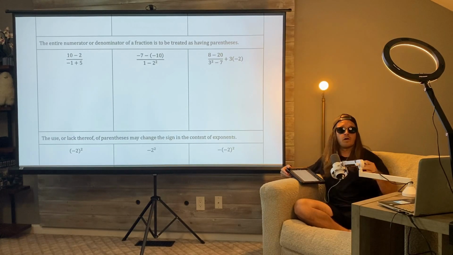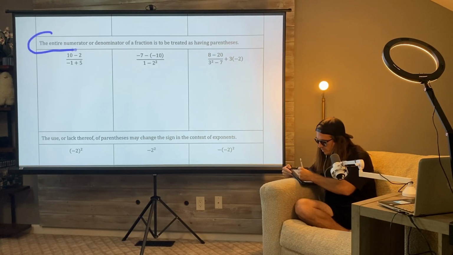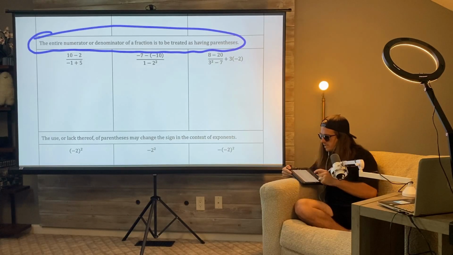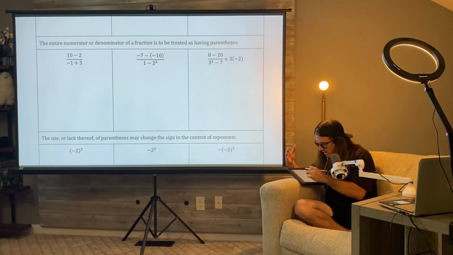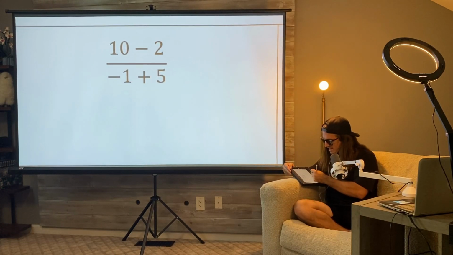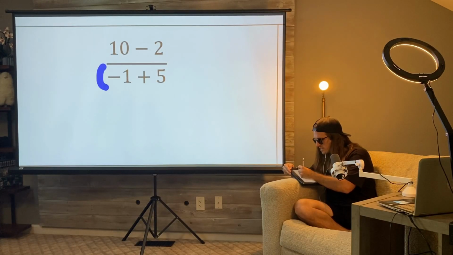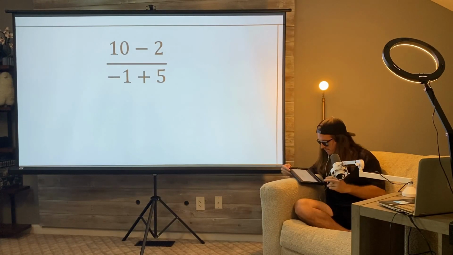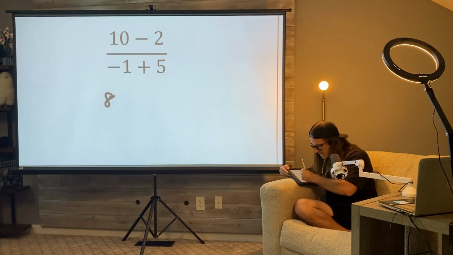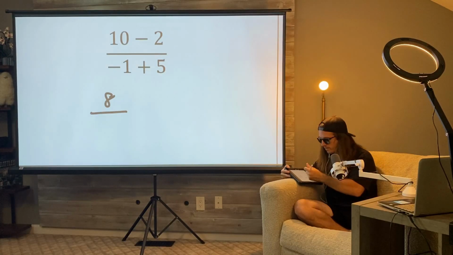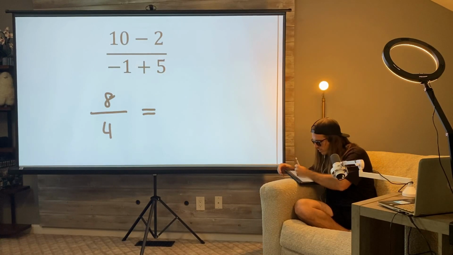Same flavor of what we've been talking about with the absolute value and the square root. The entire numerator and denominator of a fraction is to be treated as having parentheses. So when you are facing a problem like this, treat it as if there were parentheses around the numerator and treat it as if there were parentheses around the denominator. So 10 minus 2 up top is 8. -1 plus 5 on the bottom is 4. And then you can divide. 8 divided by 4 is 2.